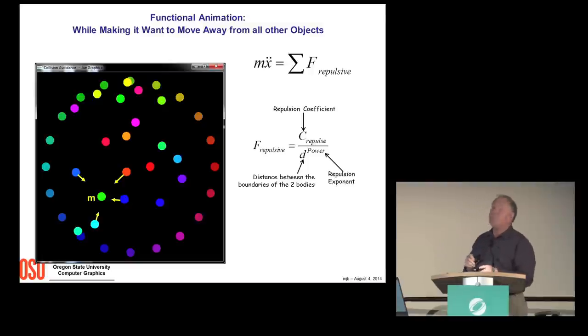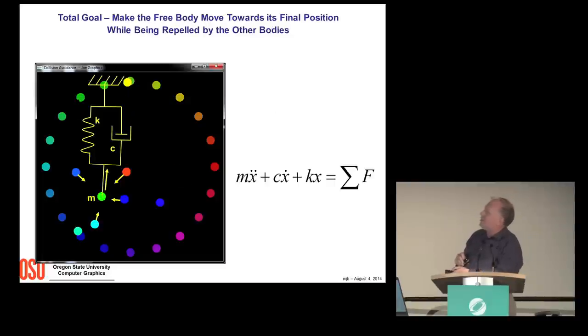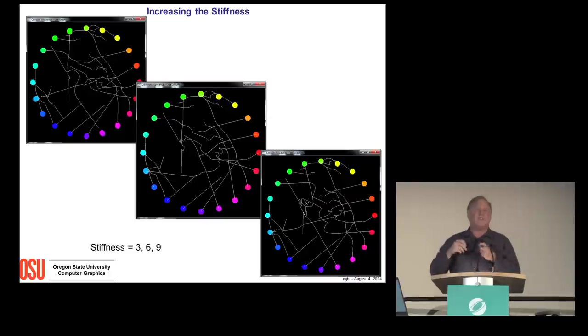Now you combine these two. Each object, each person is drawn to their target, but they're pushing away from other people. And you do that, and you get stuff like this. So if I pick a certain stiffness for those springs, like how badly do I want to get to the target, each of the particles goes like this. If I increase the stiffness even more, it does this sort of stuff.